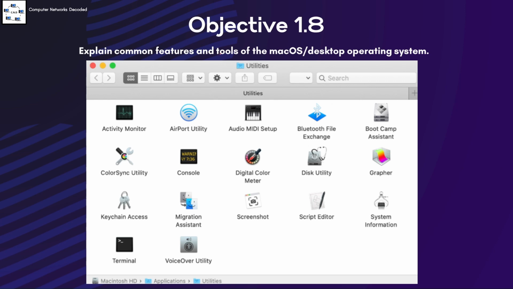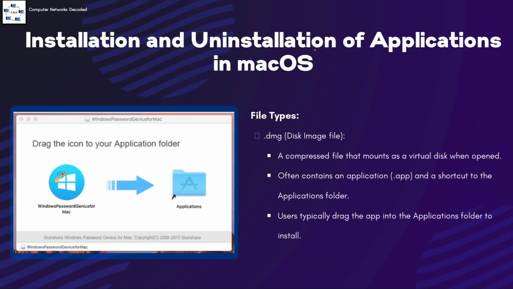Objective 1.8: explain common features and tools of the macOS desktop operating system. So after Windows, now we will discuss some features and tools inside the Apple macOS. And first one is the installation and uninstallation of applications in macOS.